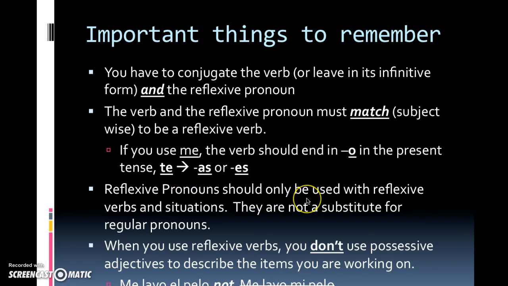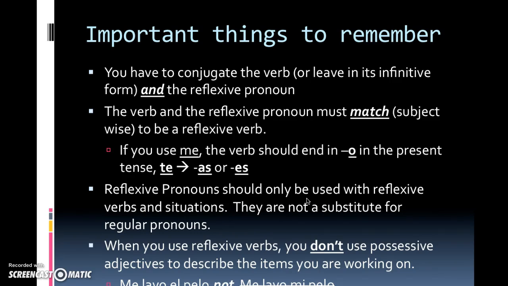Reflexive pronouns should only be used with reflexive verbs and situations. They are not a substitute for regular pronouns. I've seen in the past a lot of students try to say things like, me estudio para la escuela. You don't say me estudio para la escuela. That means I study myself for school. And that is a very vain person who probably looks in the mirror all day long and gets bad grades because they're not studying their schoolwork.